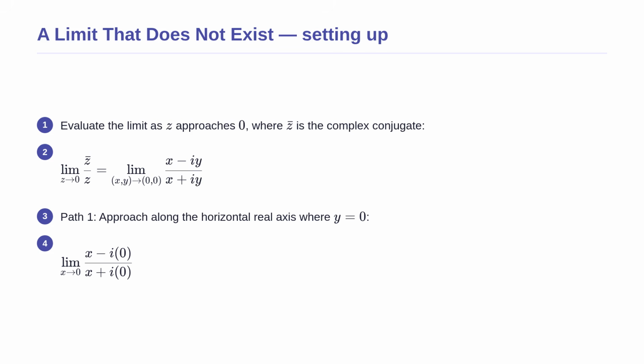Let us test our first path by approaching the origin strictly along the horizontal real axis. On the real axis, the imaginary part y is exactly 0. So we substitute 0 for y in our fraction. This restricts our movement entirely to the horizontal axis.